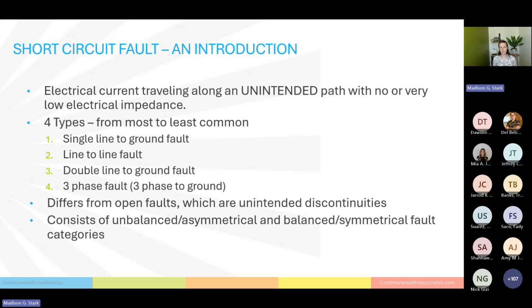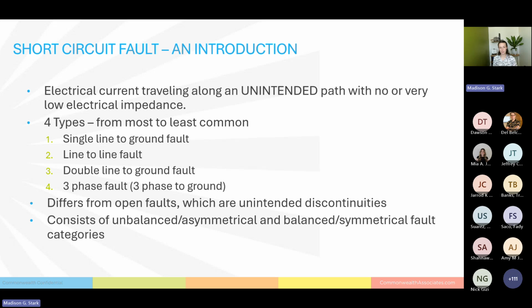These are different from open faults, which is the other category of faults in a system. Open faults is when you have a break in your circuit and the current can no longer flow. Short circuit faults is when you have an additional path in your circuit that you don't want the current to flow along. So that's the difference there, and we're only covering short circuits today.